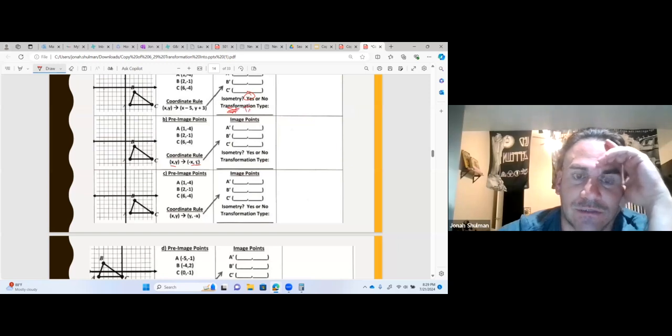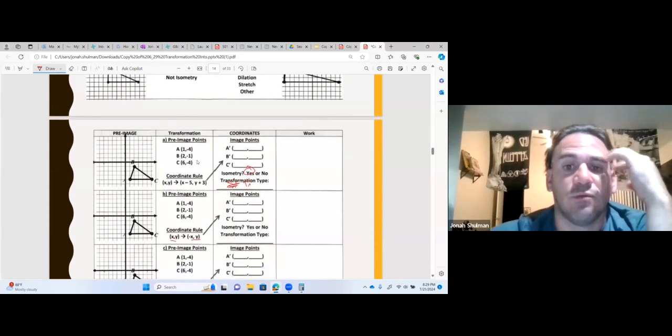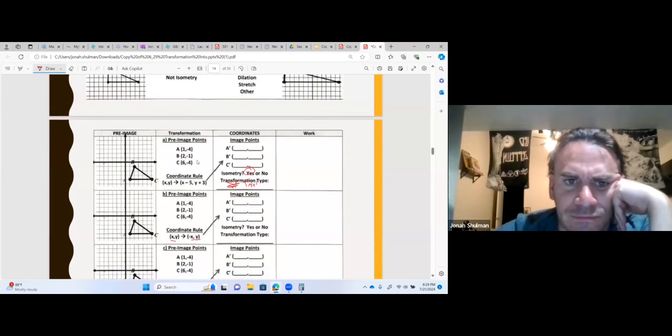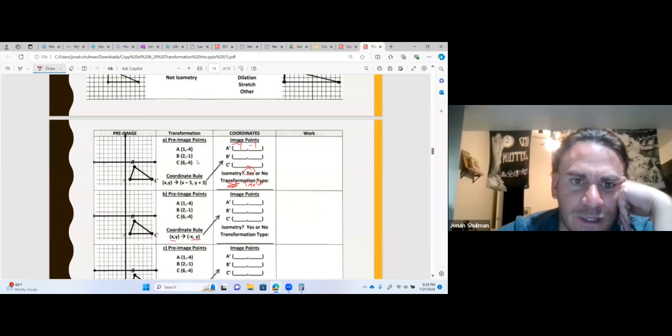Or a translation. Sorry, I should start at the first one. This is what a problem would look like. So these are your points. 1, -4. So if this went to the left 5, it's going to be -4, and then it's going to go up 3, -1. Or we could even move it.